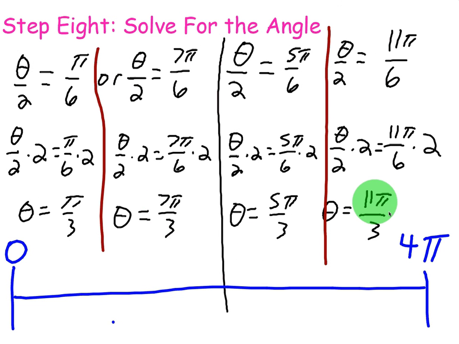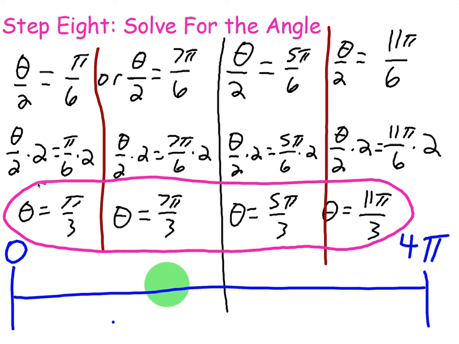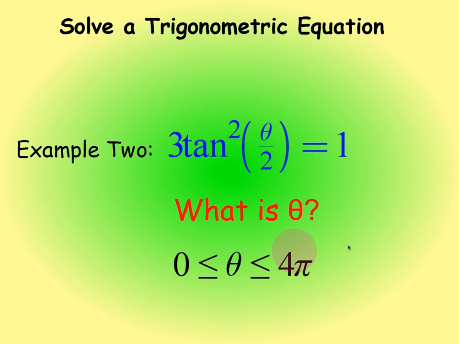So that's it for this example. These are our 4 answers. I will go ahead and circle them. Sometimes you will get 4 answers, especially when your domain is from 0 to 4 pi. If you have any other questions about this example and these 9 simple steps, let me know.